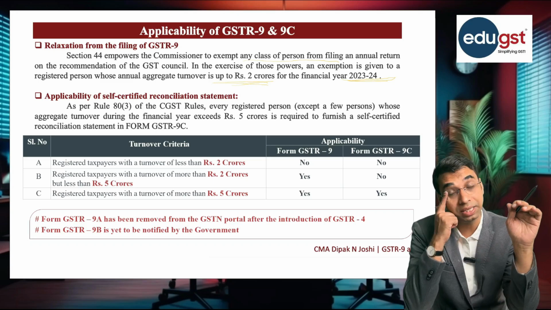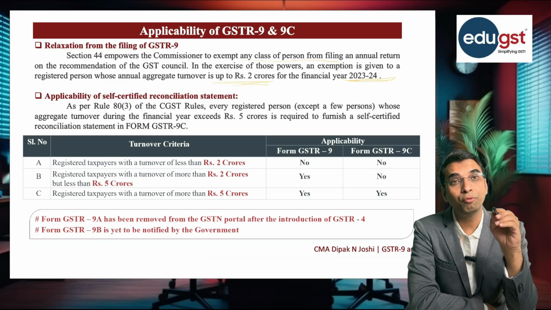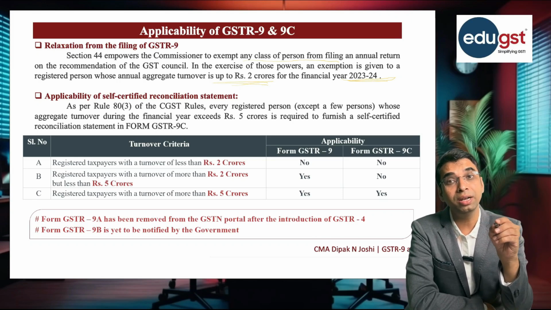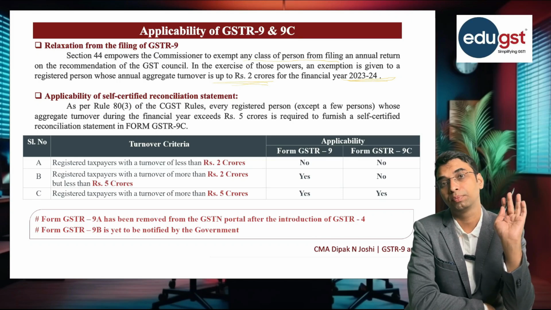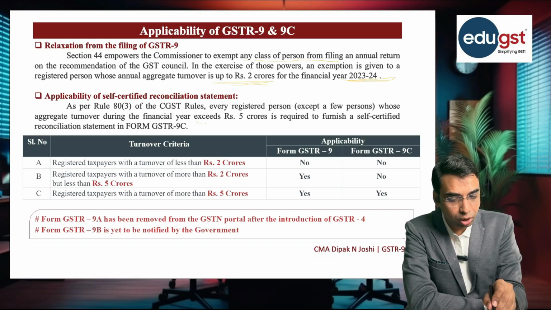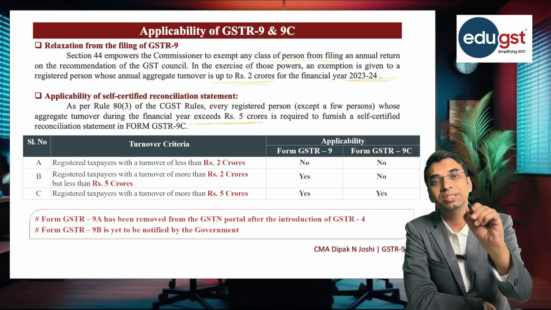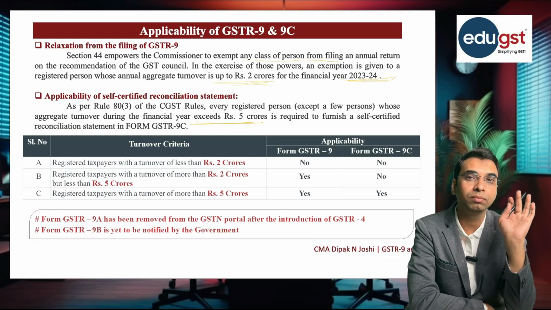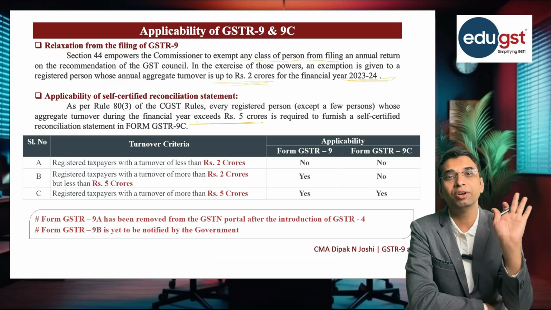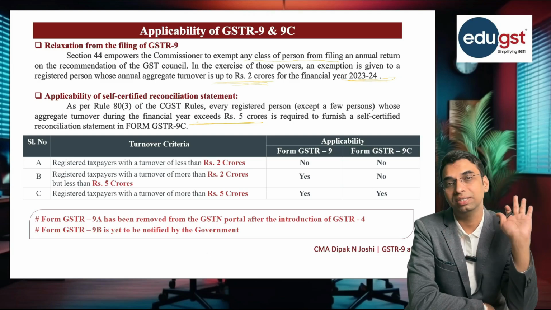Now what about 9C? The turnover limit for the purpose of filing GSTR 9C is embedded in Rule 80 Sub Rule 3. As per Rule 80 Sub Rule 3, if your turnover exceeds 5 crores, then only you are required to file GSTR 9C. So if your turnover is more than 5 crores, then only there is applicability of GSTR 9C. Otherwise, there is no need to file it.